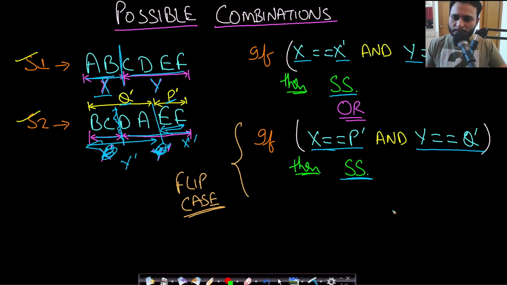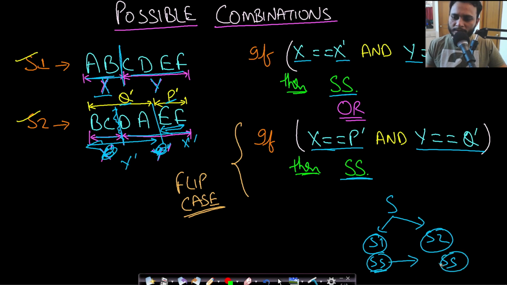So if a given string S is partitioned into S1 and S2, and if S1 is a scramble string and S2 is also a scramble string, then obviously combining both of them together will also be a scramble string. Just think about it. It is very logical and very simple to understand.